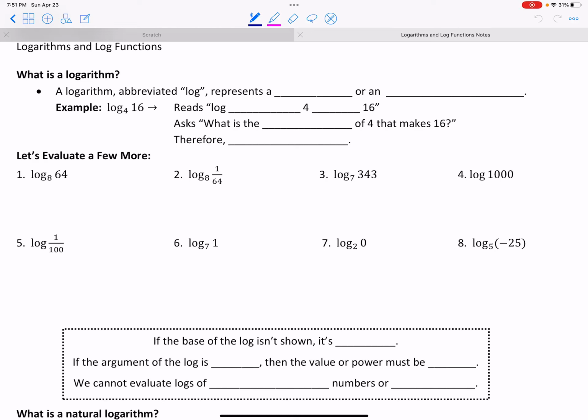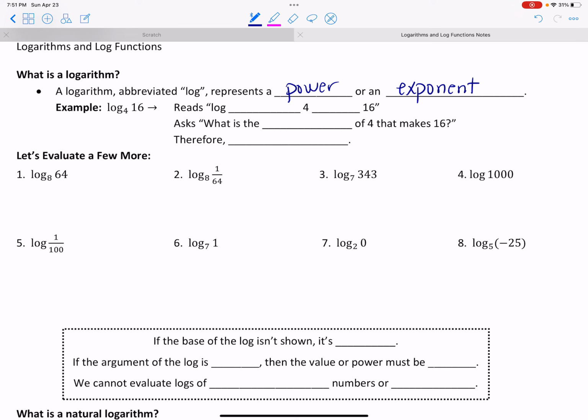So what exactly is a logarithm? A logarithm, which is just abbreviated log, L-O-G, really just represents a power or an exponent. Sometimes people are a little bit hesitant to work with these, or they have negative emotions tied to logarithms. I'm not really sure why. Maybe your first experience with them wasn't the greatest, but they are honestly just exponents. So if you can handle exponents, you can handle logarithms.